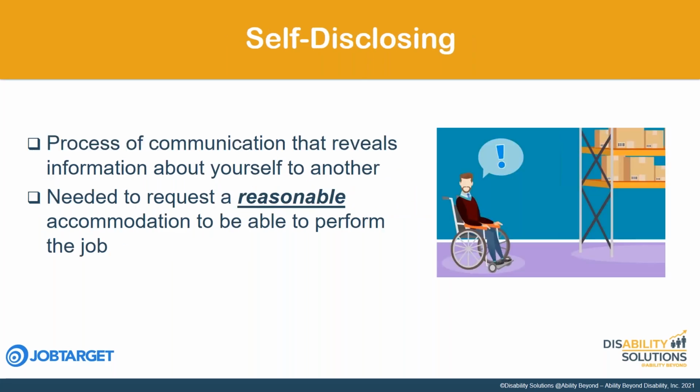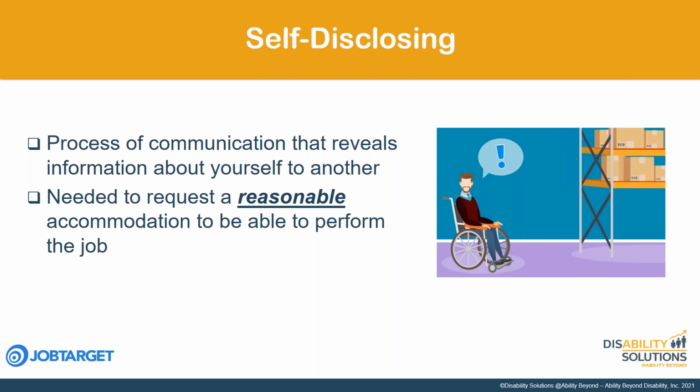So the second is disclosing a disability, which is the process of communication that reveals information about oneself to another. For disabilities, self-disclosing typically comes when the job seeker or employee requests a reasonable accommodation. Self-disclosure is a little bit more public and involves that job seeker or employee reaching out to their HR or their manager, letting them know they have a disability to make that formal request for a reasonable accommodation. Job seekers and employees do not have to get incredibly specific with the details of their disability unless it's really necessary for that specific request.